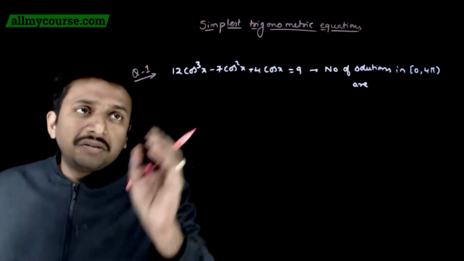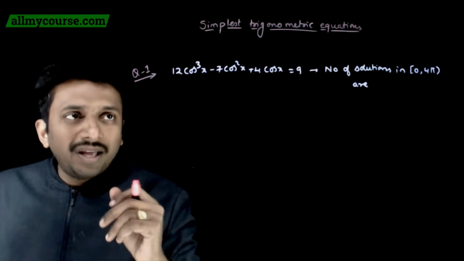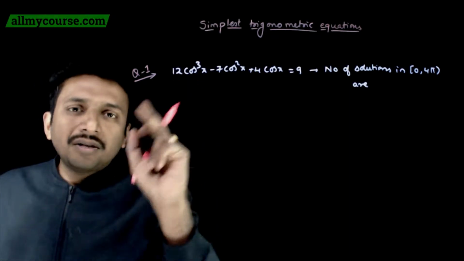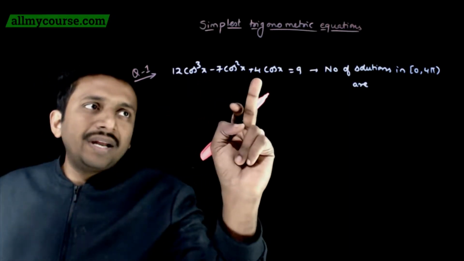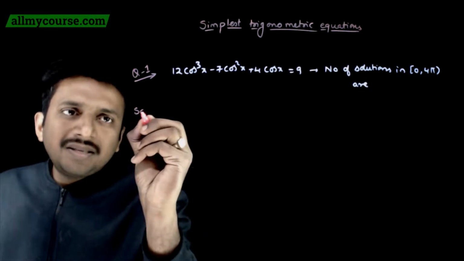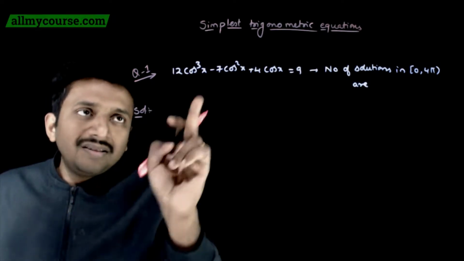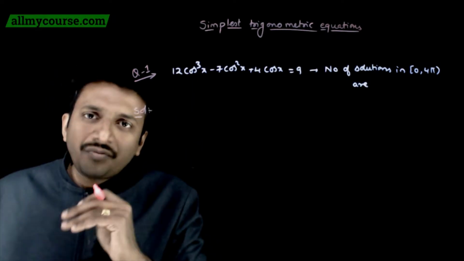So let us look at this question. You're asked to find the number of solutions in 0 to 4π to the equation 12 cos³x minus 7 cos²x plus 4 cos x is equal to 9. So this is a similar question to the previous type, quadratic, but this time we have a cubic. So we follow the same process.